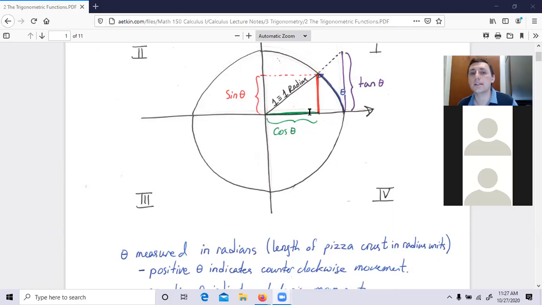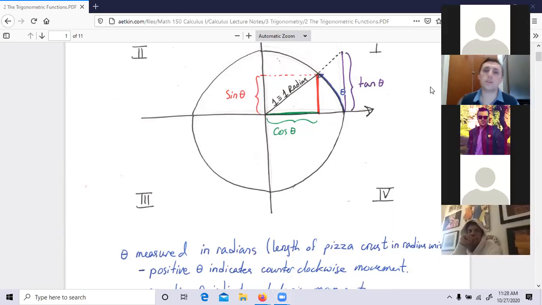Cosine is clearly only positive in which quadrants? You see, you label them as you rotate counterclockwise. Which quadrants correspond to cosine being positive? One and four. Yes, 1 and 4. Because when you're in quadrant 1 and 4, the green shadow is on the positive x-axis. Good?